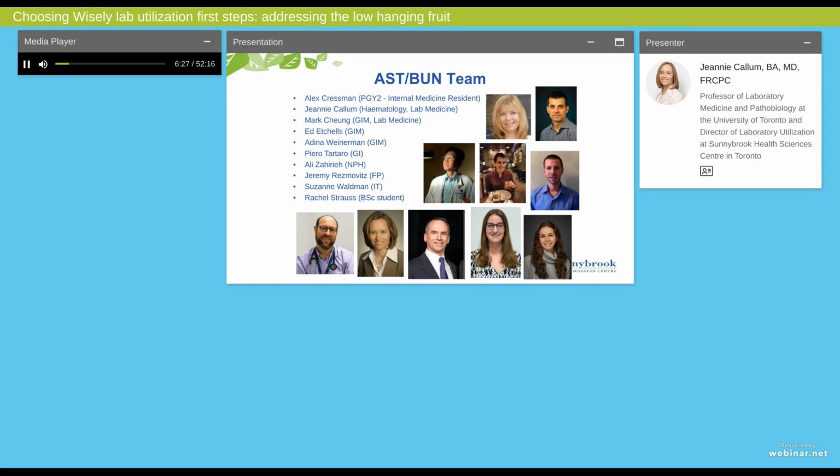So just an example of getting the right team. This is the team we put together when we decided that we had to address the use of the AST test and the blood urea nitrogen test. And so we put together a big team, so I didn't have to do this all by myself. I had a resident who did a lot of the background work on researching when these tests actually were necessary. I got a general internist who also has a laboratory appointment because he really understood how the lab worked and also how the clinicians were thinking.